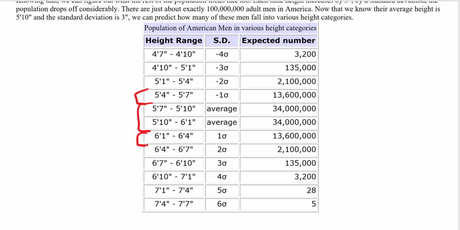Then at 2 standard deviations, you're down to 5'1" to 5'4", and 6'4" to 6'7". That's pretty tall, and that's when we start getting to super short and super tall people, and even shorter, 4'7". Not a lot of people at 4'7", right? That's pretty low, and then we keep working our way up, and we get really high. In industry, things are made for 3 standard deviations.